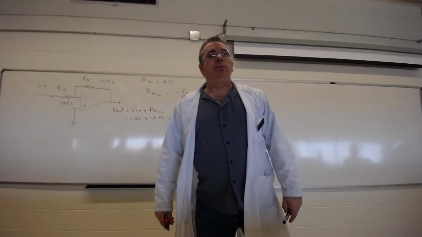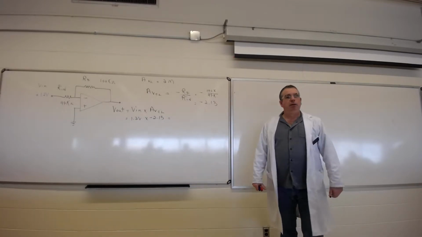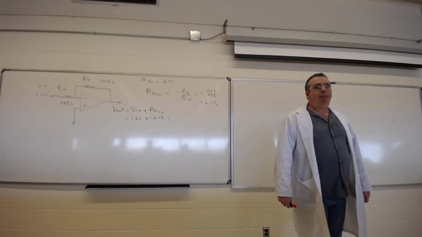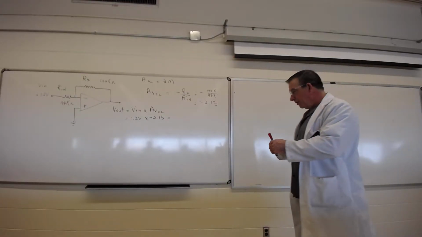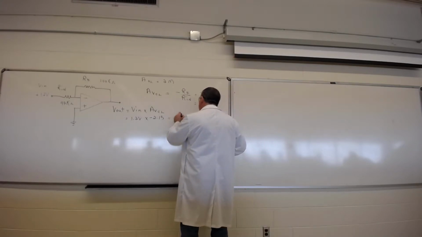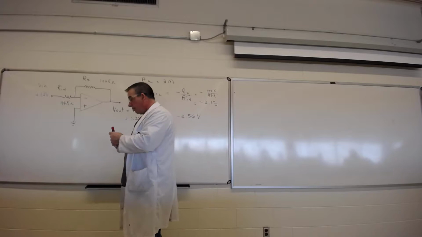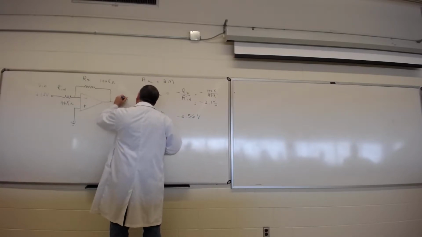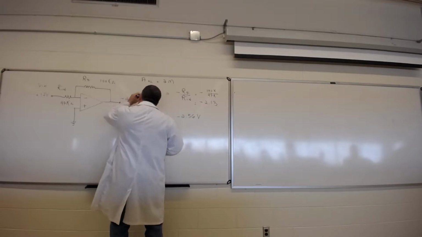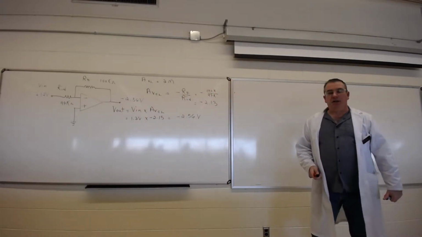So we'll key in 1.2 times 2.13. Tell me what we have. Negative 2.56 volts. So at the output, what I'm going to have is negative 2.56 volts. That goes in, that's what comes out.